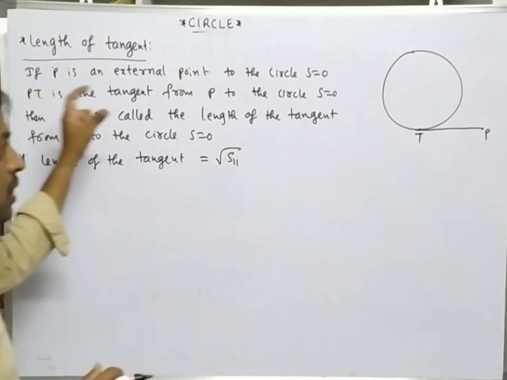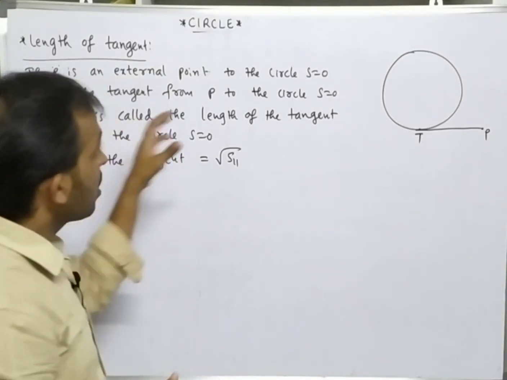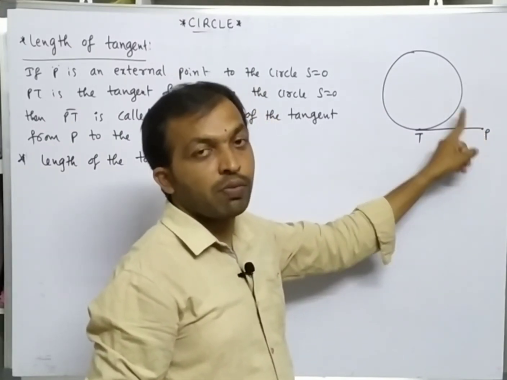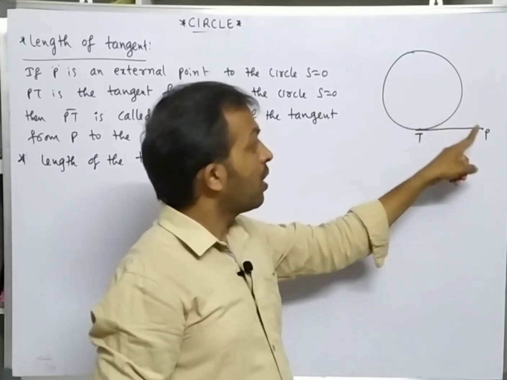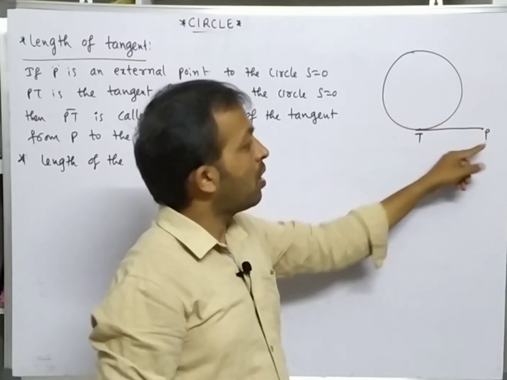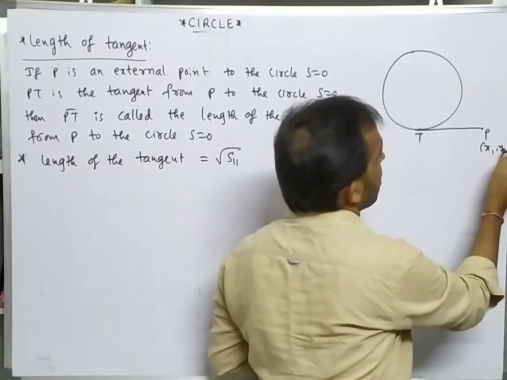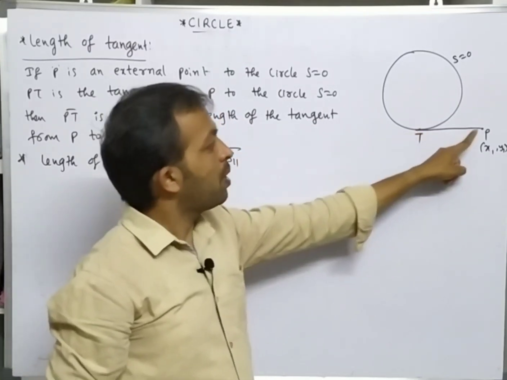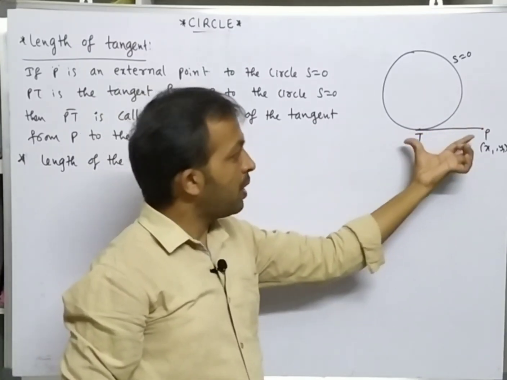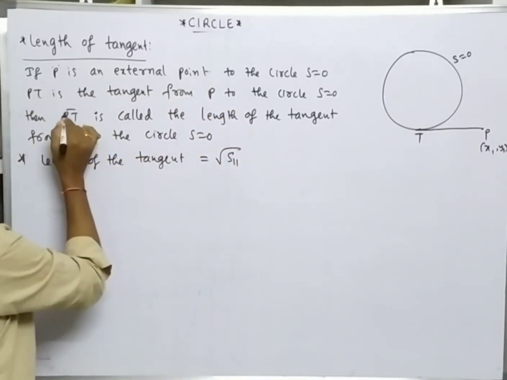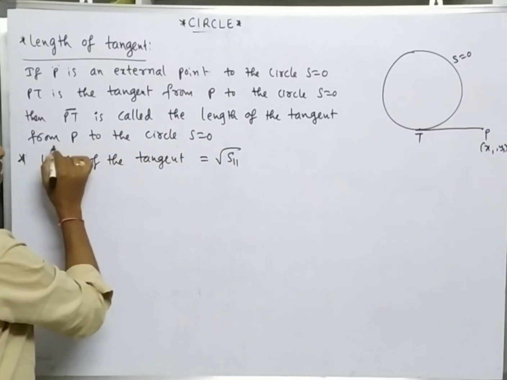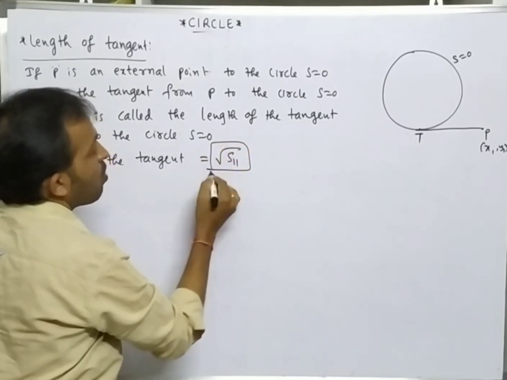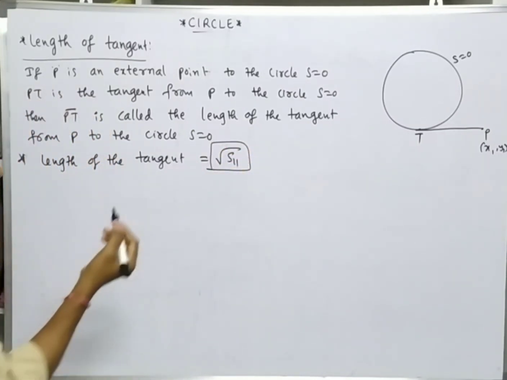Next important concept, length of the tangent. So this is the circle, and this is a point exterior to the circle. We cannot draw a tangent from the interior of the circle. This is a point P (x1, y1), exterior to the circle S equals 0, and T is a point on the boundary. So PT is the tangent, and the line segment PT is called the length of the tangent from P to the circle S equals 0. The length of the tangent formula is under root of S11. Remember this formula.